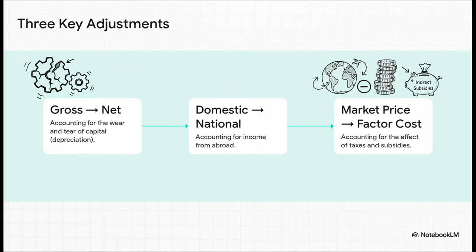You know how your car loses value every year? Well, a country's factories and machinery wear out too. This accounts for that wear and tear. Second, we go from domestic to national. This just means we add in the income our citizens earn from other countries and subtract what foreign citizens earn here. And finally, we go from market price to factor cost. This is where we take out indirect taxes, like sales tax, and add in any government subsidies.